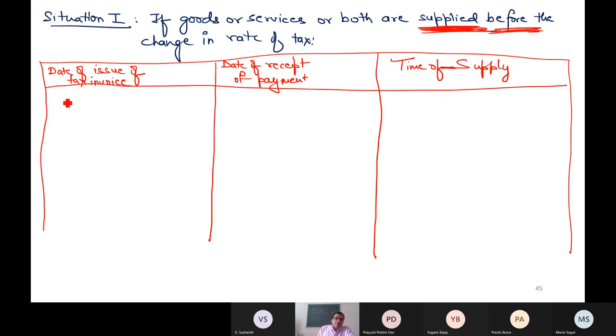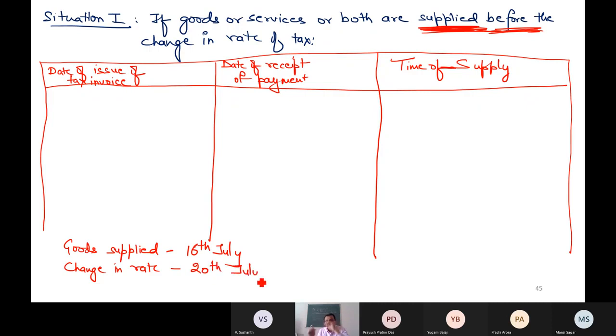Now see, what things can happen. Goods are supplied before. Let me assume an example. Suppose goods supply date is 16 July. It's a common example. Change in rate, July 20. So I can say that my situation 1 criteria is fulfilled, that goods are supplied before change in date of tax.